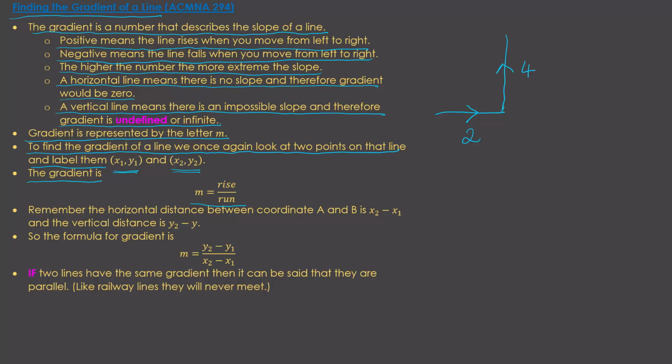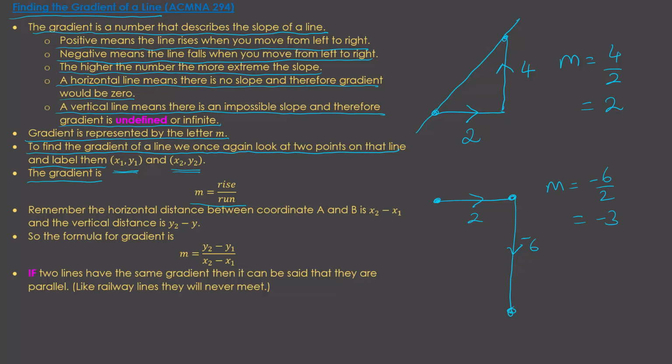So if we have a line that goes across 2 units to the right, and it goes up by 4 units, like so, then the gradient is equal to the rise divided by the run, and that gives us 2. On the other hand, if it goes down, remember, run, always take that to the right. So let's say it goes across by 2 units, and it goes down by 6 units, then we think of this as being -6 going down. So it's -6 divided by 2, which is -3.